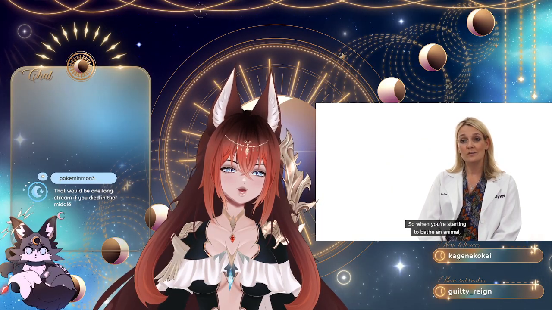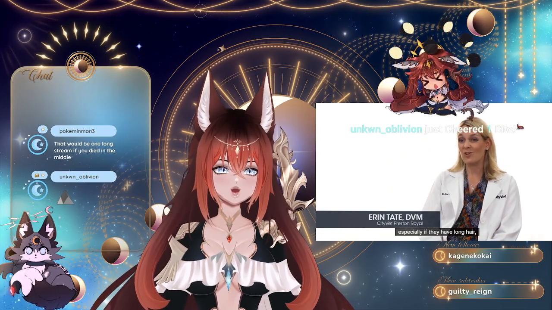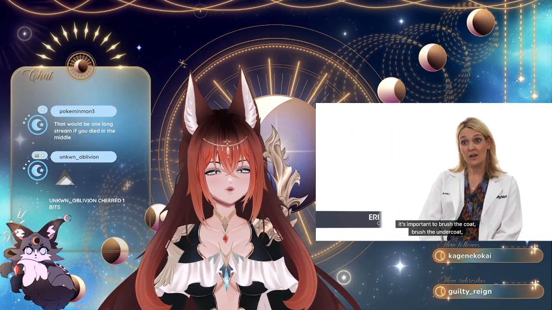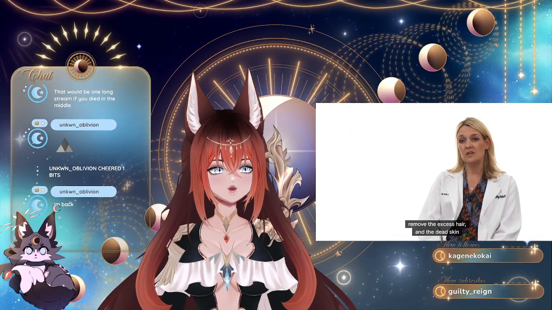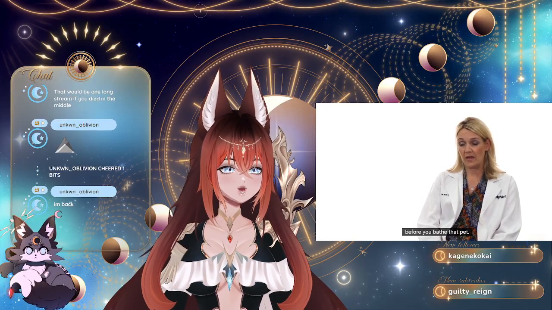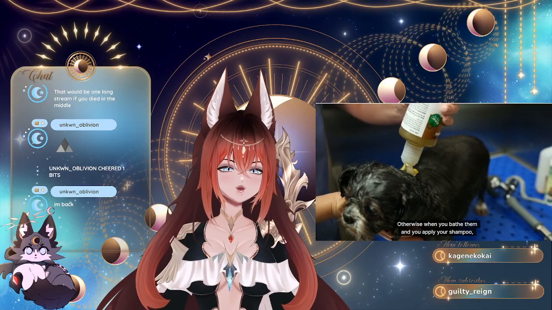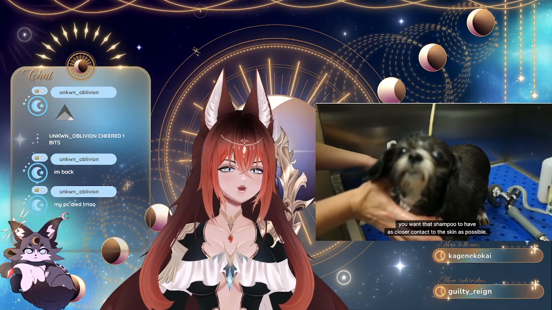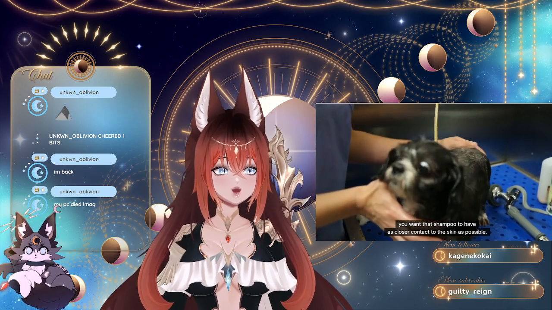So when you're starting to bathe an animal, especially if they have long hair, it's important to brush the coat, brush the undercoat, remove the excess hair and the dead skin before you bathe that pet. Otherwise, when you bathe them and you apply your shampoo, especially if you're doing a medicated bath, you want that shampoo to have as close a contact to the skin as possible.